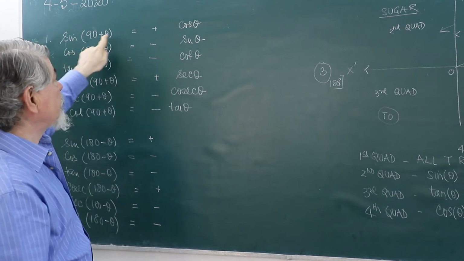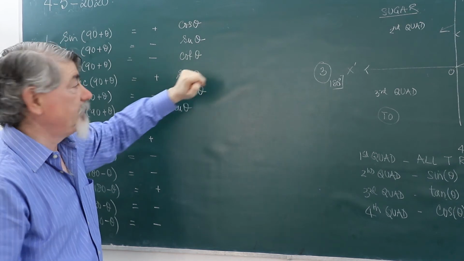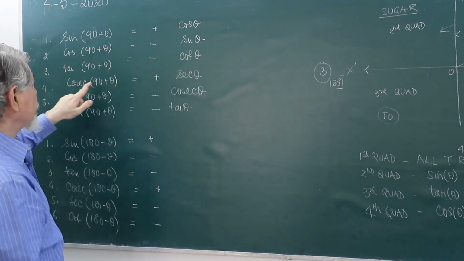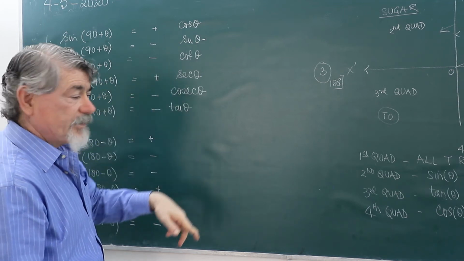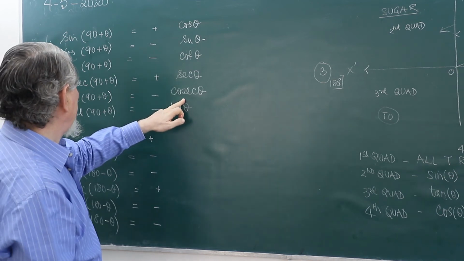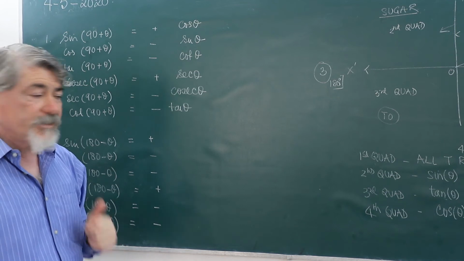So sin(90 plus theta) is cos theta, cos(90 plus theta) is minus sin theta, tan(90 plus theta) is minus cot theta, cosec(90 plus theta) is plus sec theta, sec(90 plus theta) is minus cosec theta, and cot(90 plus theta) is minus tan theta.